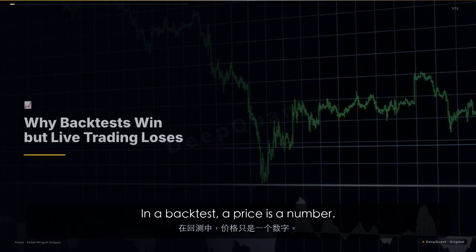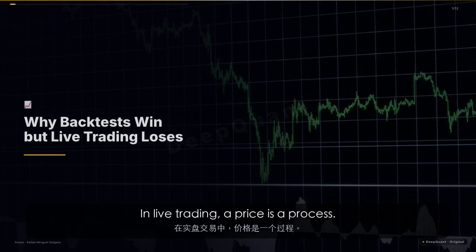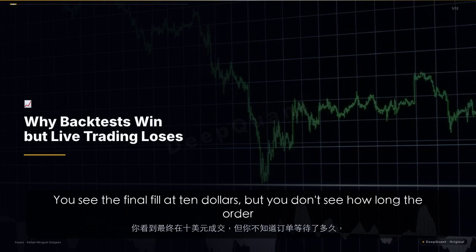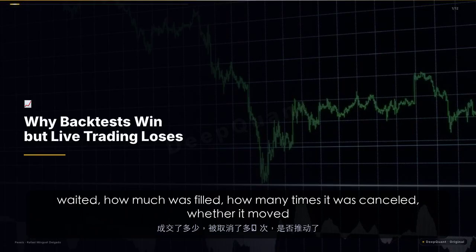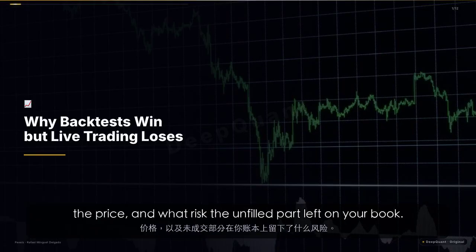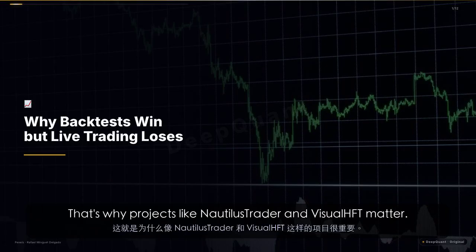Real markets are not like that. In a backtest, a price is a number. In live trading, a price is a process. You see the final fill at $10, but you don't see how long the order waited, how much was filled, how many times it was cancelled, whether it moved the price, and what risk the unfilled part left on your book. That's why projects like NautilusTrader and VisualHFT matter.